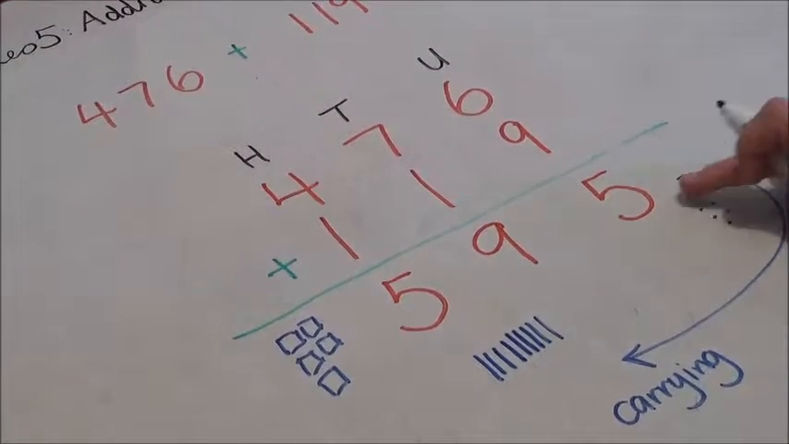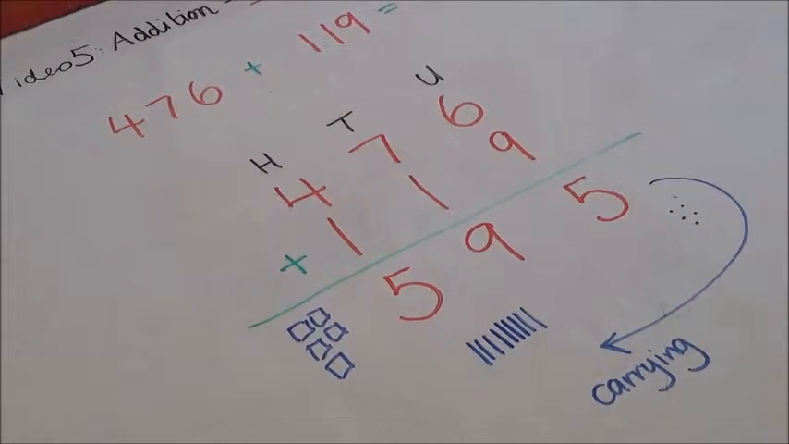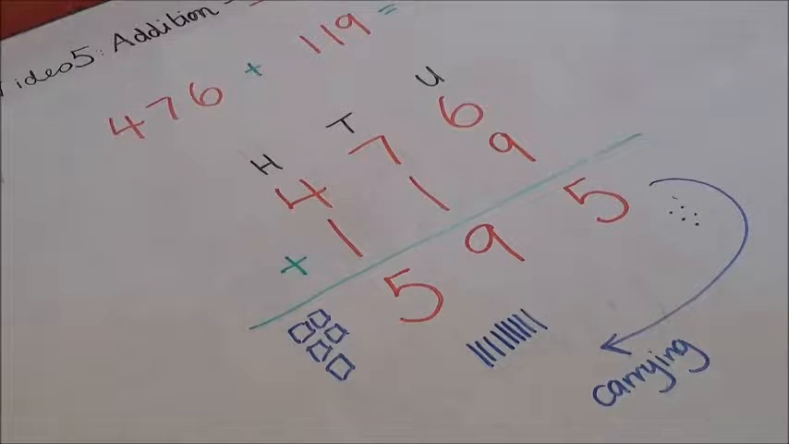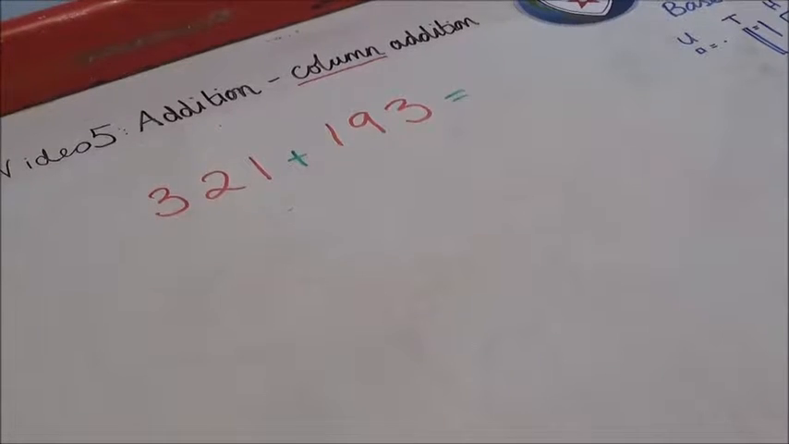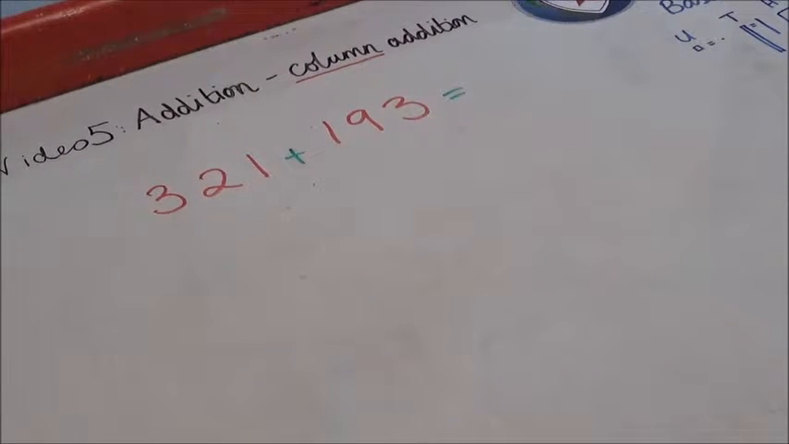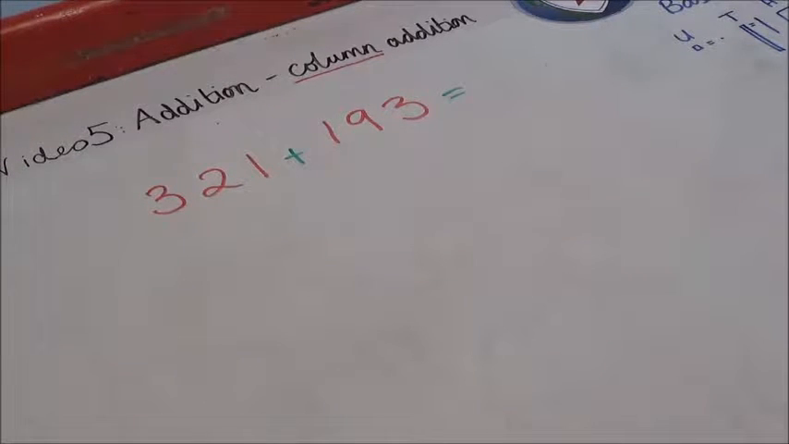We know when we have more than 10 of one place value, it needs to go into the next column, and that's what we do when we do column addition. Have a look at this example. Pause the video, have a go at using column addition. Remember to line them up using the column place value. Also remember to add the smallest place value position first, and then we'll go through the answers together.